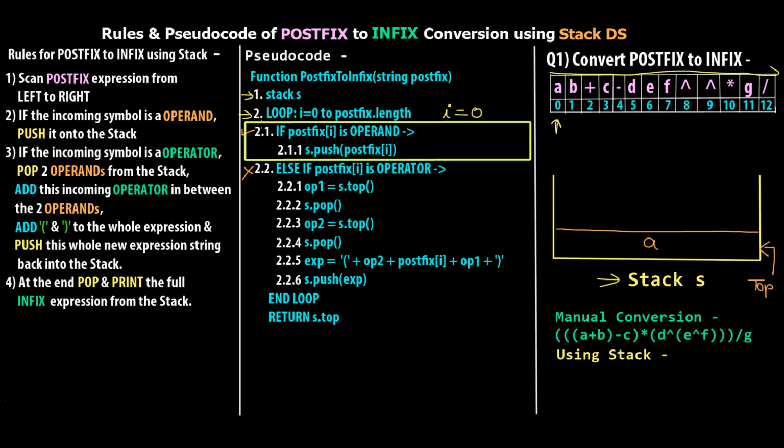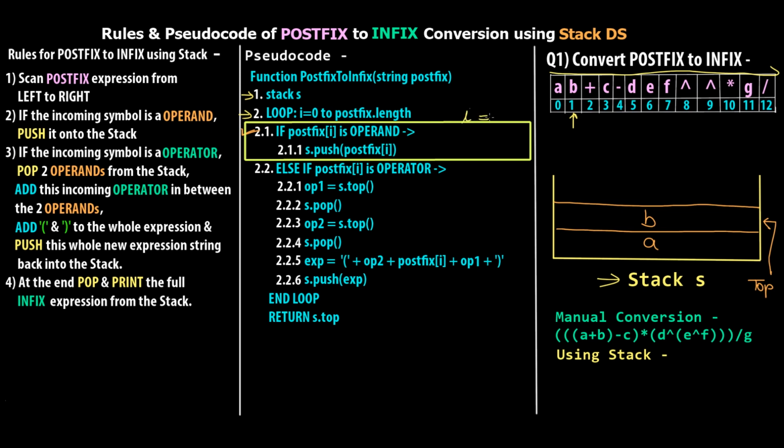And then again, we'll go to the start of the loop where i will become 1. So i has now become 1. We will come from 0 to index position 1. Over here, again, B is an operand. So again, 2.1 will be executed, right? So if it is an operand, we have to push it onto the stack. So I'm going to write B over here. B comes as the top of the stack. So this is the new top of the stack. Okay. So since the if condition was executed, the else if will not be executed. That's how the if and else if block works, right?